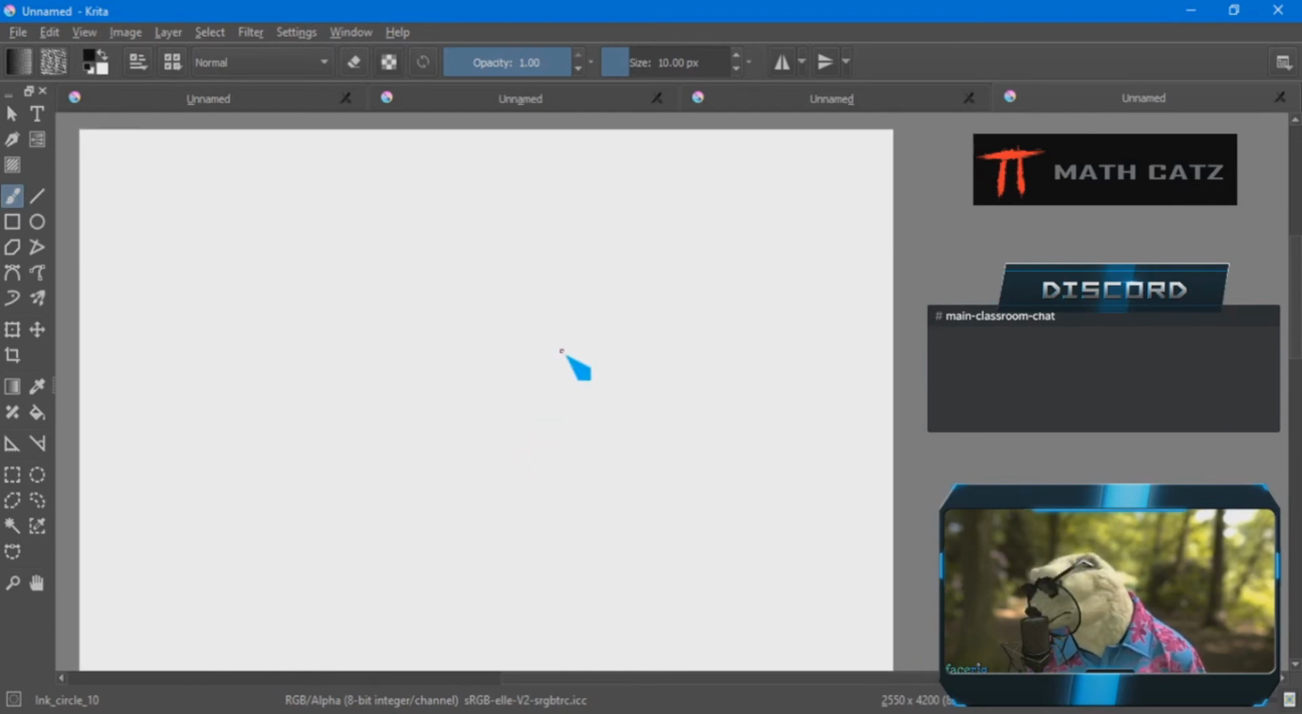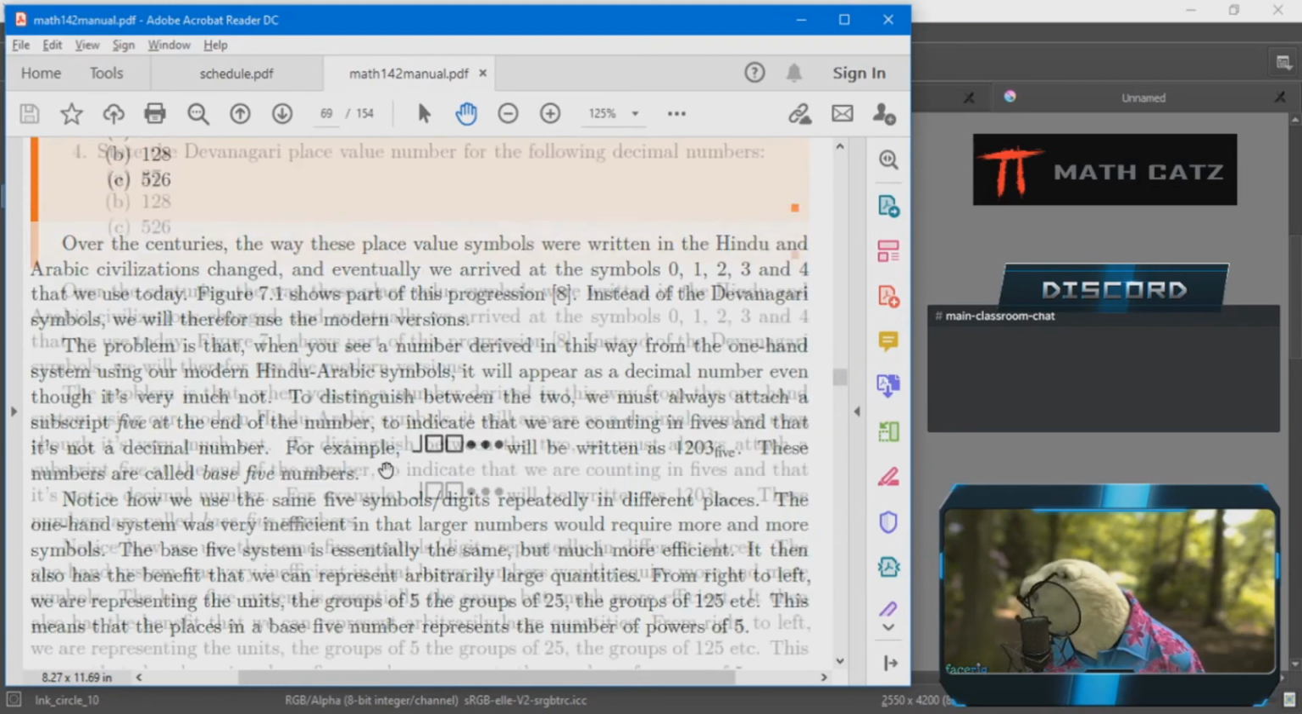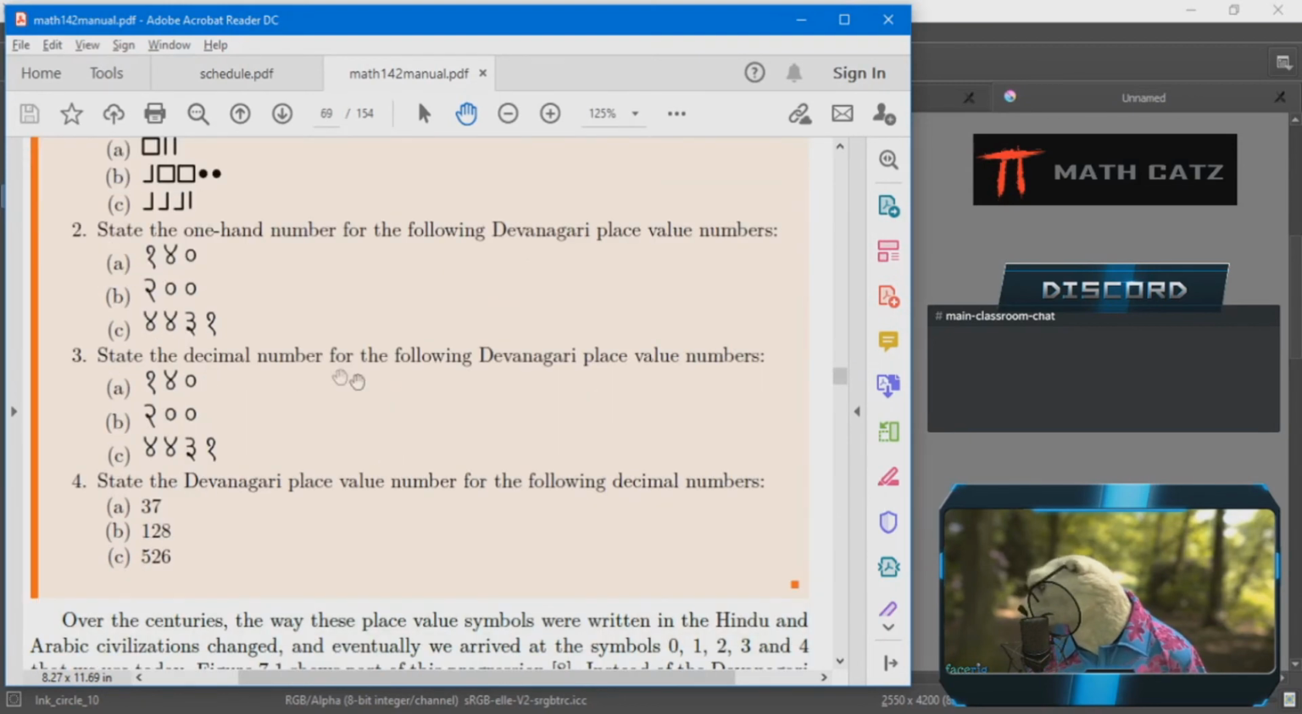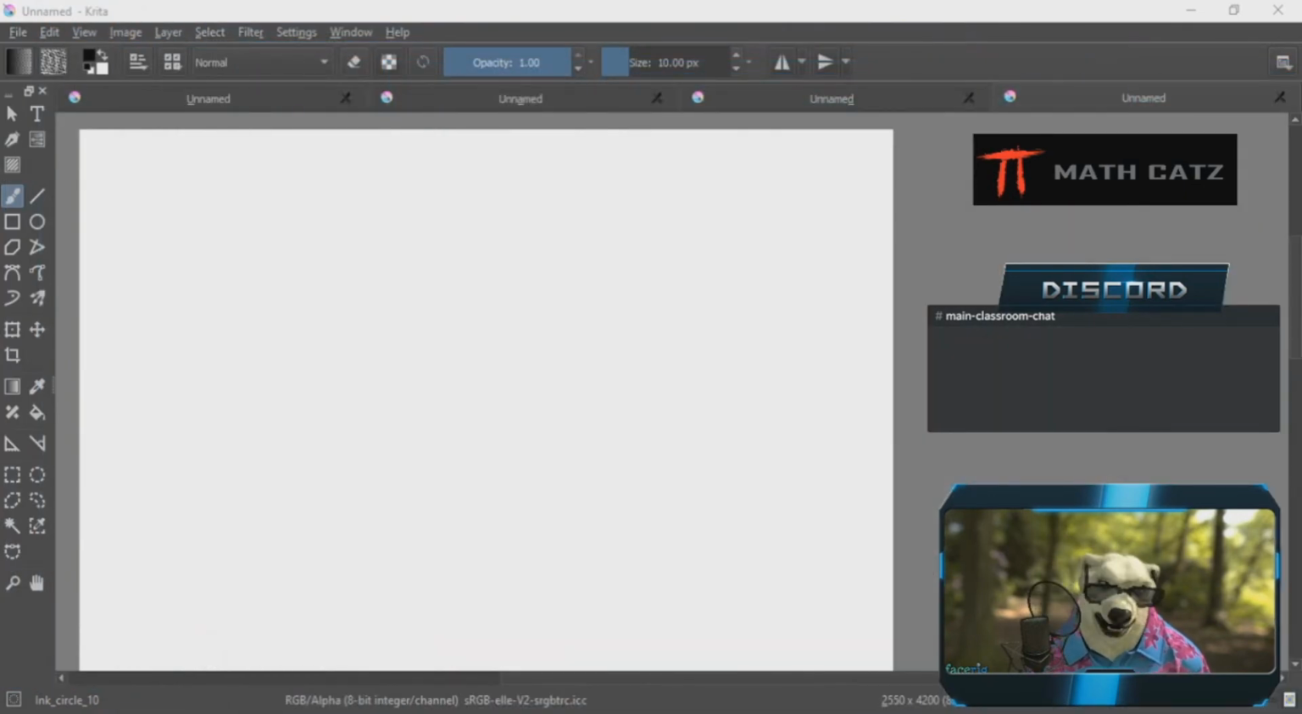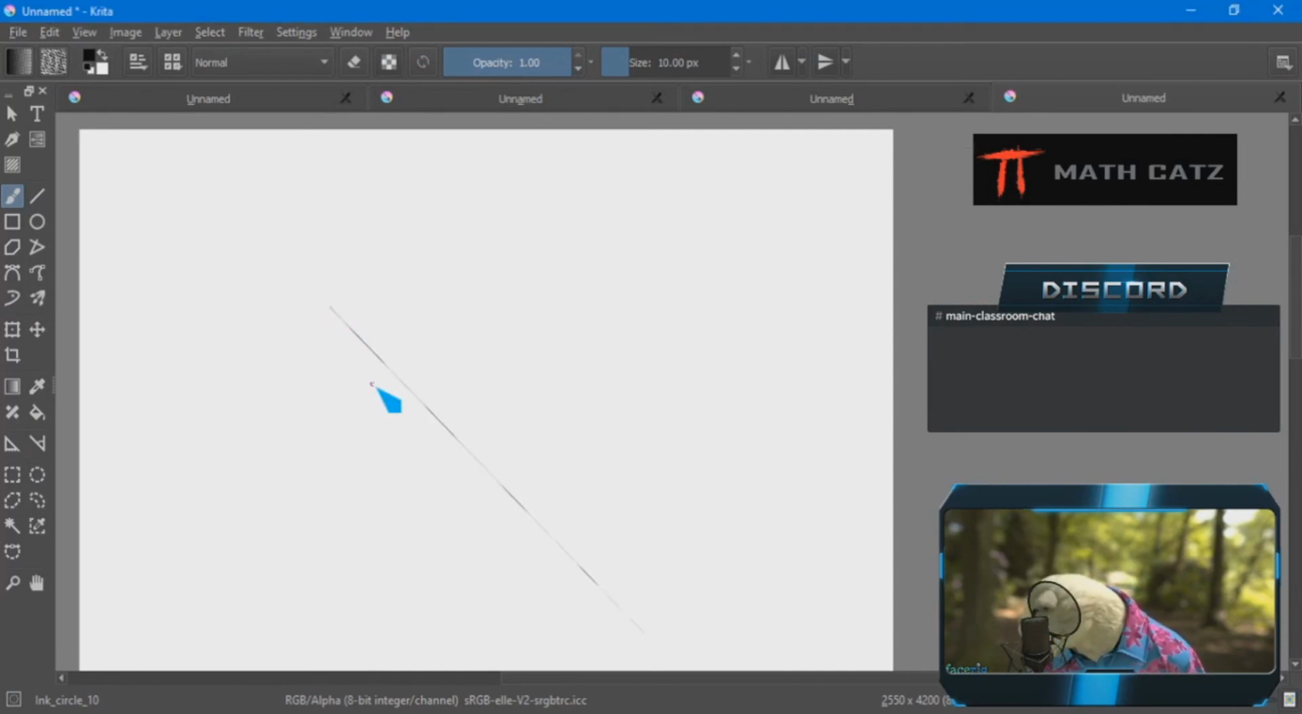But our other conversion task is the second half of 7.2, where I want to convert the Devanagari symbol version of the one-hand system, the base 5 system, to decimal and back. So let's write those. And I think that would be enough information for today for you to think about. Because even though there aren't many questions right now, I believe that they do still exist.